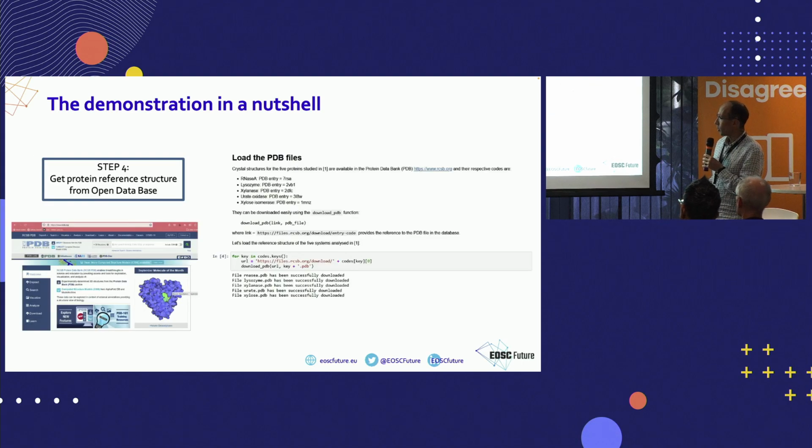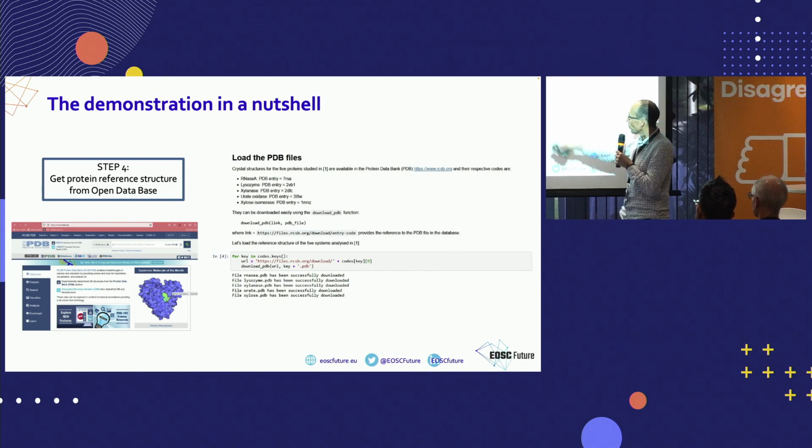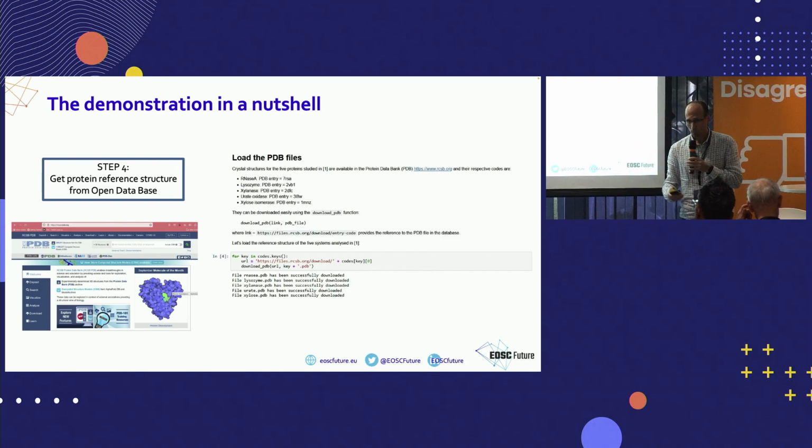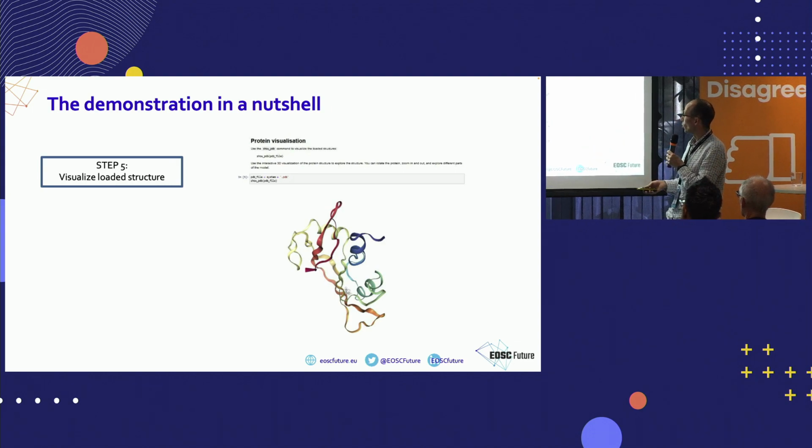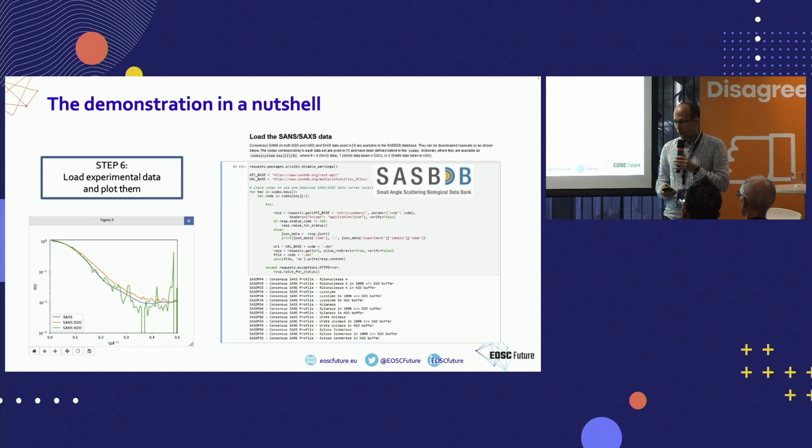So we have those 5 structures. Directly from the paper, we can get the PDB codes and load it immediately. Easily, then we can visualize the protein, see how it looks like, play with this. We can also look to the calculated profiles, starting with this structure.